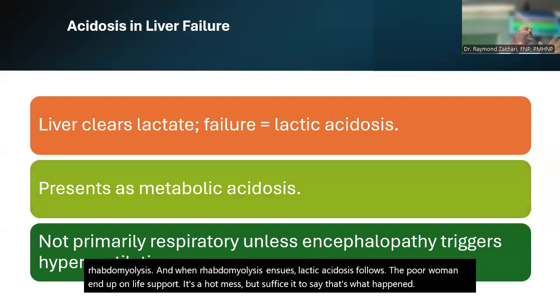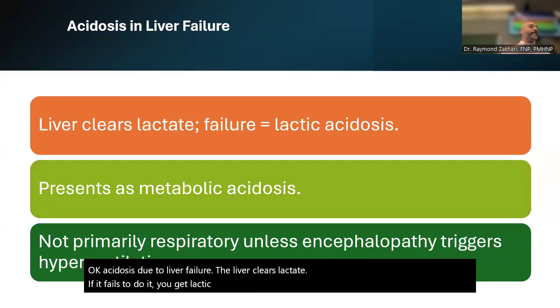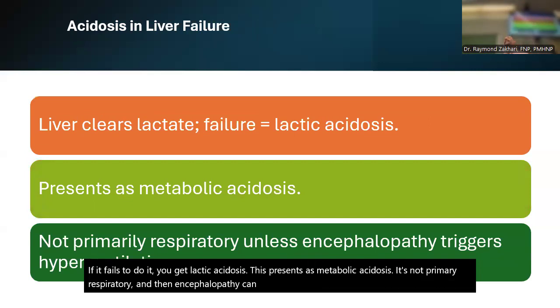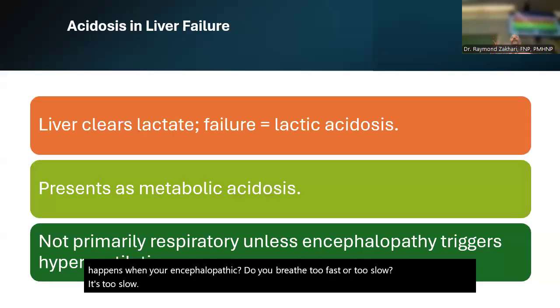Okay, acidosis due to liver failure. The liver clears lactate. If it fails to do it, you get lactic acidosis. This presents as metabolic acidosis. It's not primary respiratory. And then encephalopathy can occur. And if the encephalopathy does occur, what happens when you're encephalopathic? Do you breathe too fast or too slow? Too slow, right? You become obtundant. The CO2 goes up. That clouds your sensorium. You get sedated, right? That's what happens there.